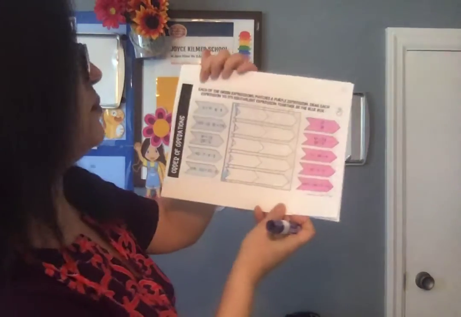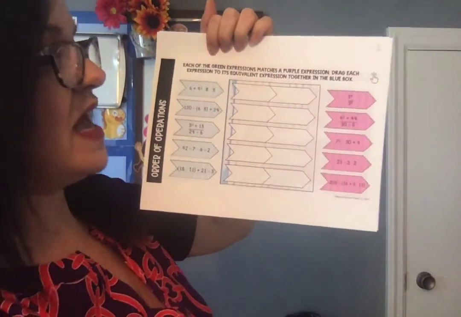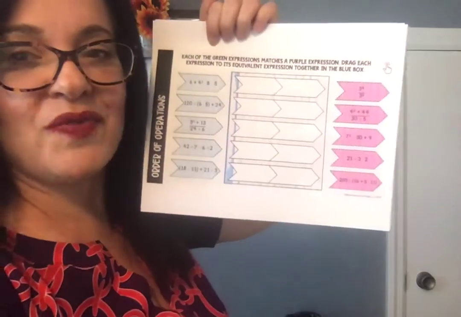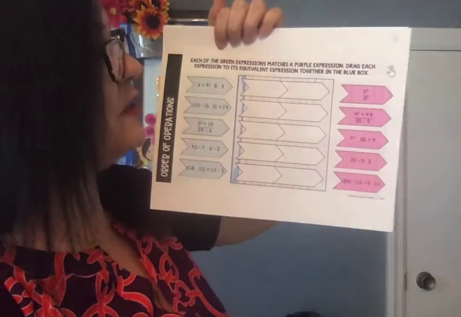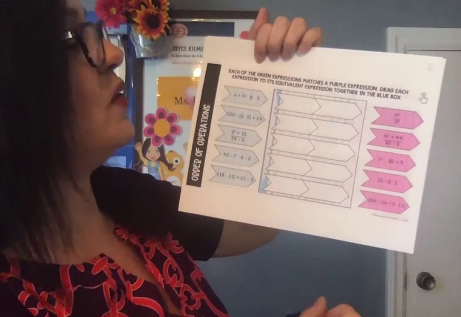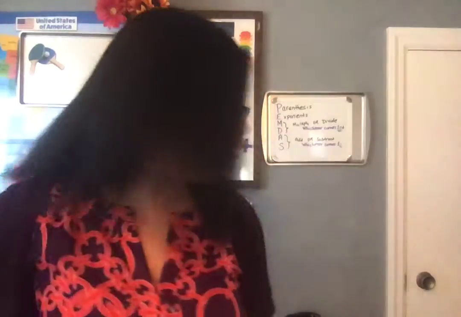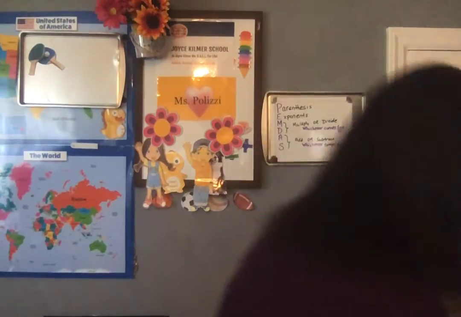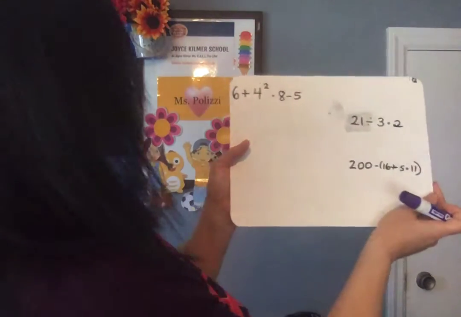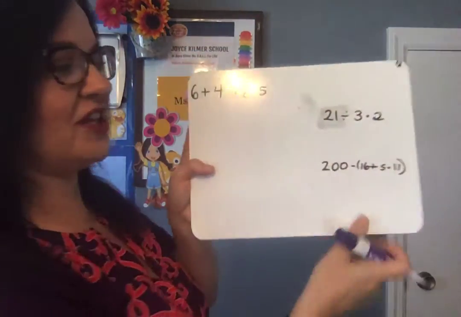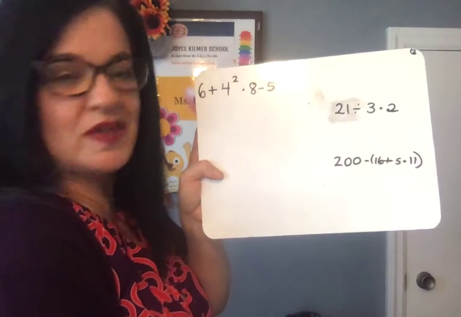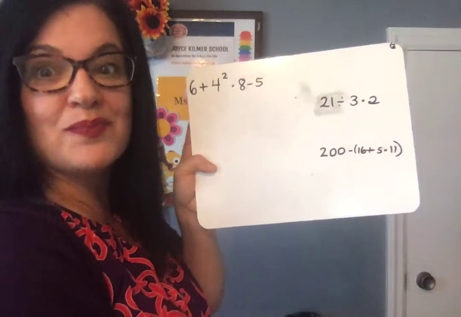Let's look at page 2, which looks like this. You will have a bunch of expressions on the left and a bunch on the right. Simplify both sides, and if they simplify to the same number, then drag and drop them together. So let's look at what that might look like. You may have an expression here. Let's simplify this expression and then simplify these two and see which ones match, and then we'll put them together.